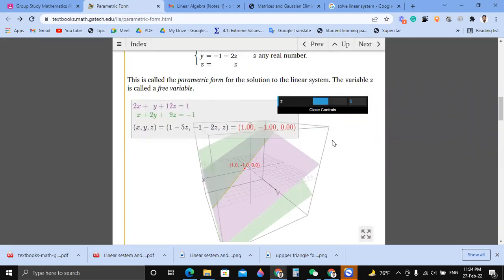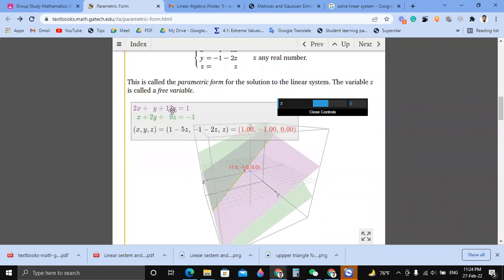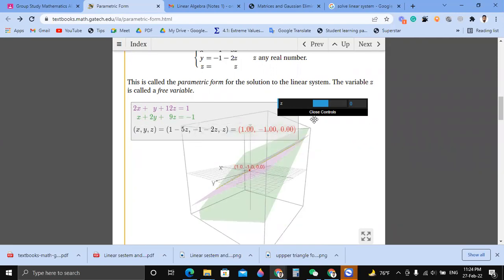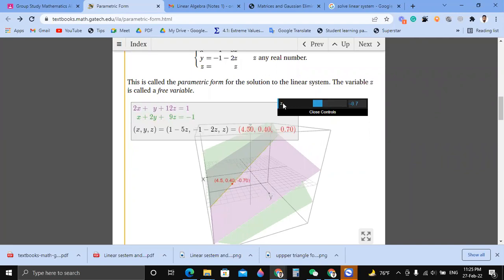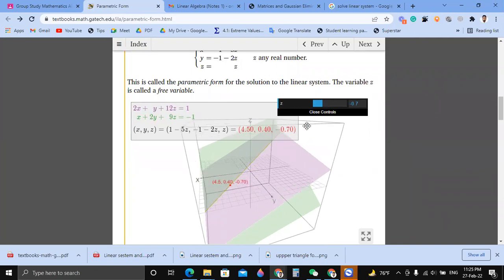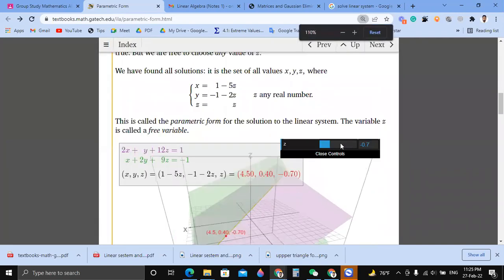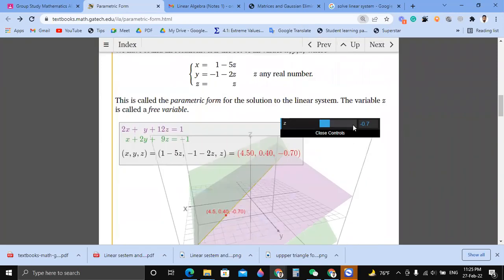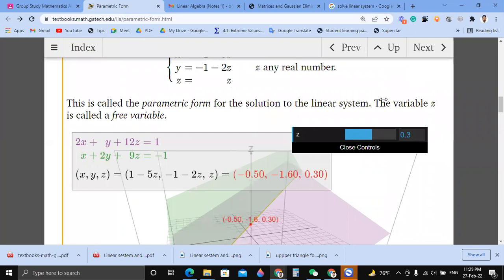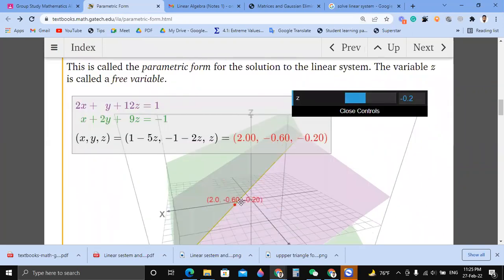So see here, we have 2 equations. 2x plus y plus 12z is equal to 1. x plus 2y plus 9z equal to minus 1. So here is the value of z. You can see here. Let me zoom in. So we can increase and decrease the value of z, right? And we can see how this point moves upward and downward.